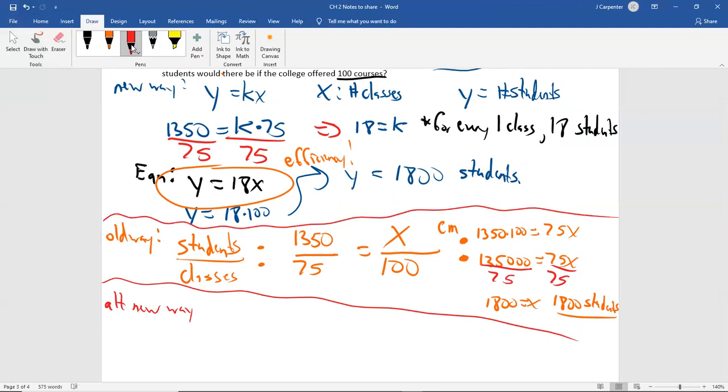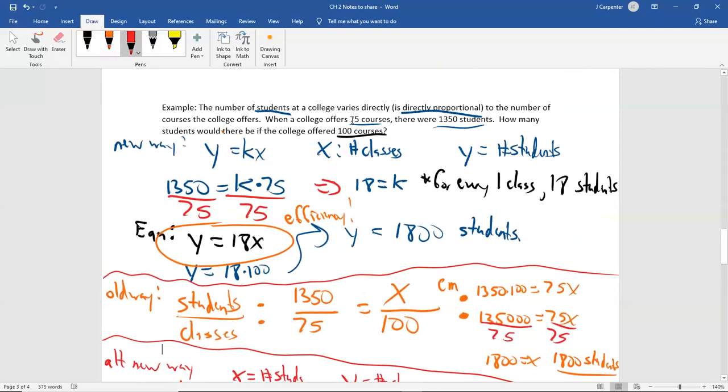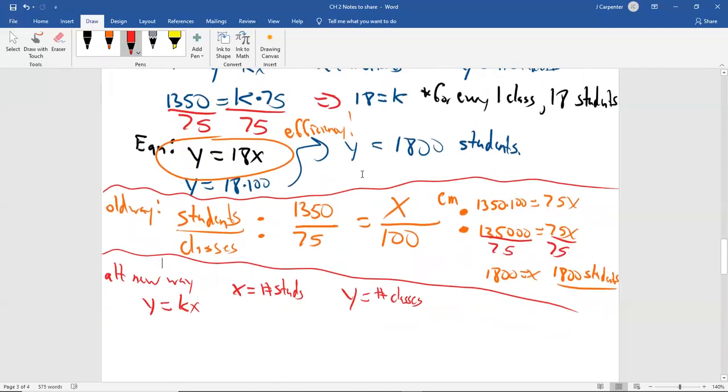So I chose to do the x was the classes and y was the number of students. Let's still do y equals kx, but now I'm going to swap those. X is going to be the number of students, and y is going to be the number of classes. Let's see what happens if we do it this way, if we still get the same answer and what looks different.